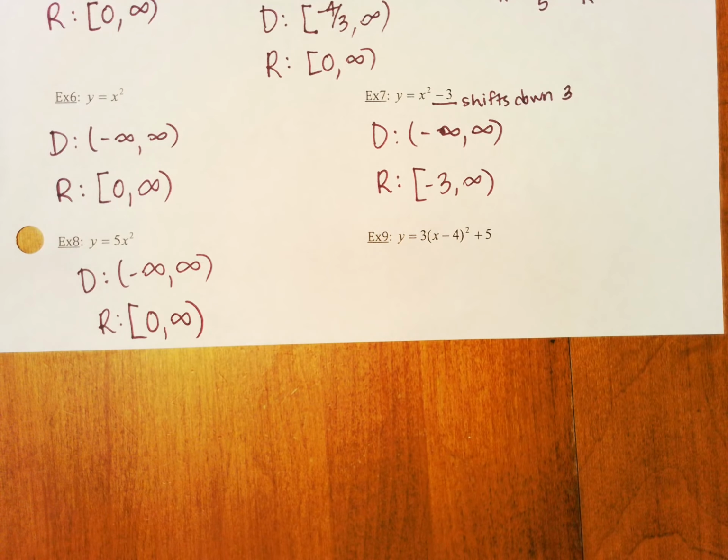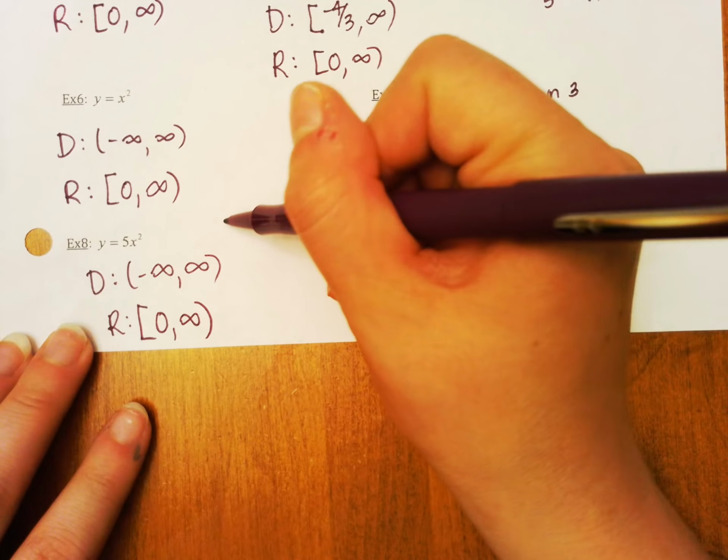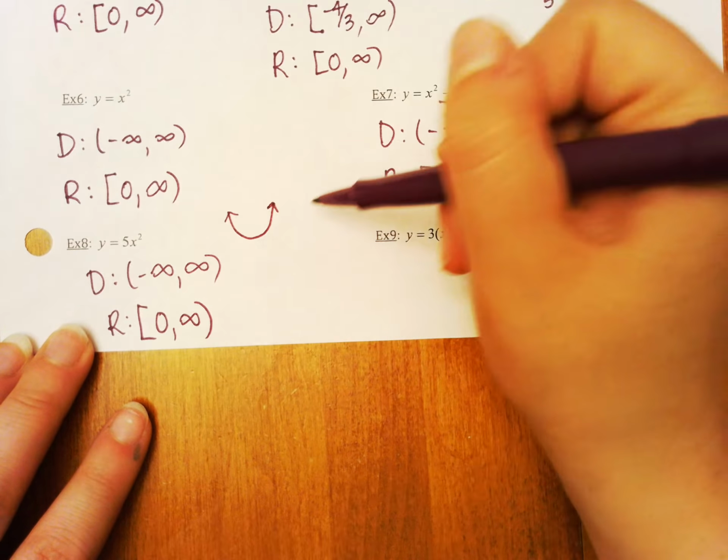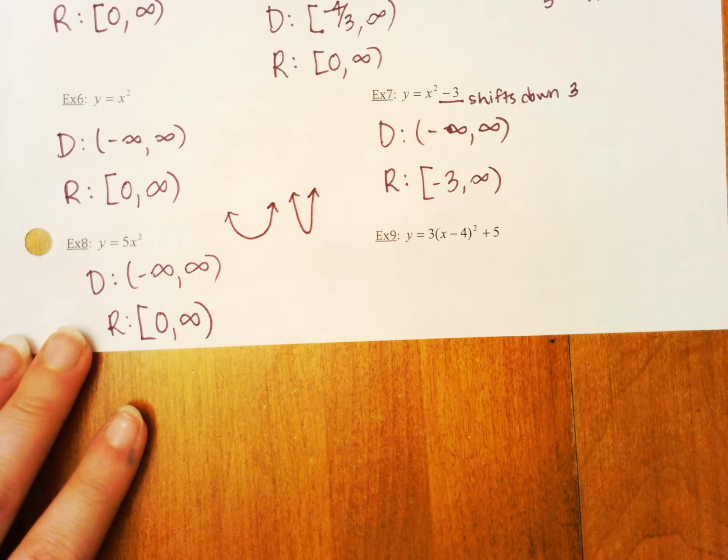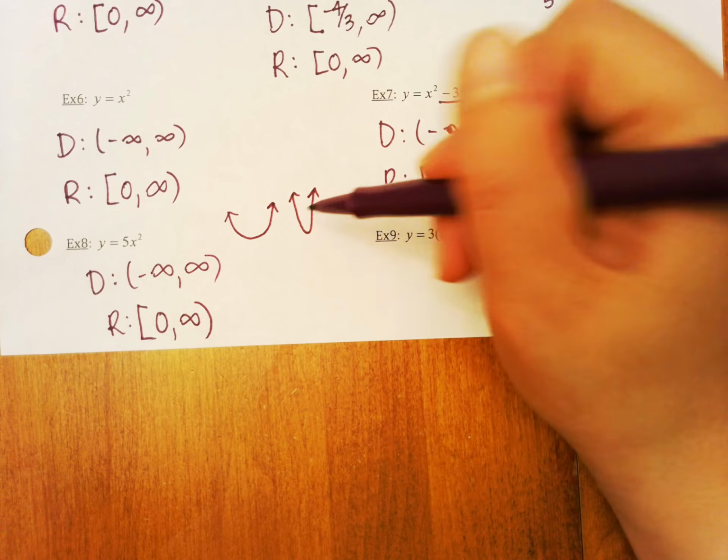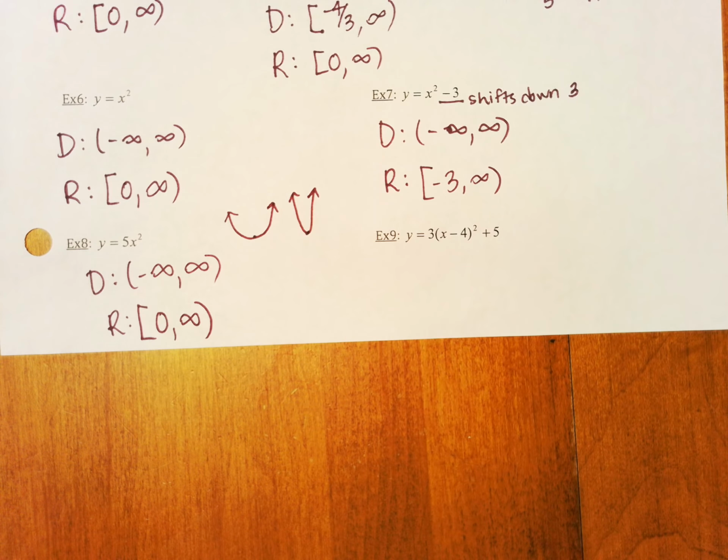All that 5 does is it makes it grow faster. So instead of having a parabola that looks like this, we have a parabola that's skinnier. But it doesn't shift it down or up anywhere. It still starts at 0, 0 in both of these things.